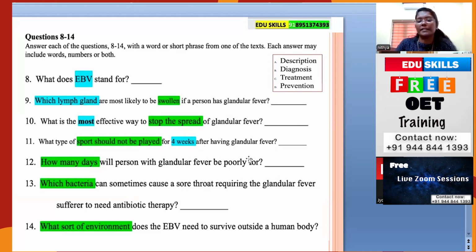Then the 12th question: how many days will a person with glandular fever be poorly for? How many days? Poorly. Then the 13th question: which bacteria can sometimes cause a sore throat requiring the glandular fever sufferer to need antibiotic therapy? We have to focus on which bacteria and at the same time antibiotic therapy. If we look only at which bacteria, sometimes the answer will be wrong, so point out antibiotic therapy also. Then the 14th question: what sort of environment does the EBV need to survive outside a human body? Sort of environment.